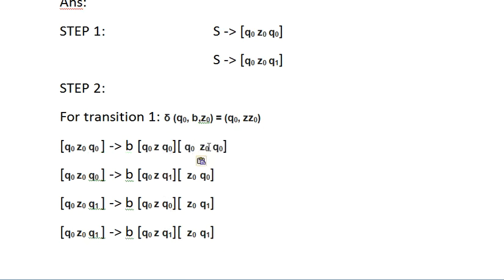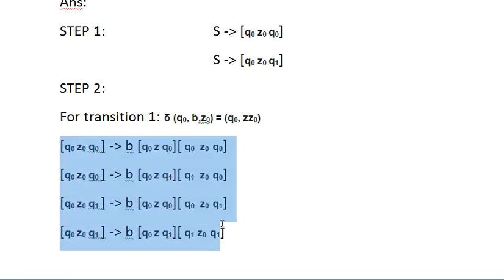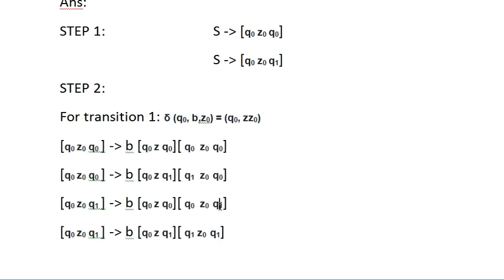So it will be Q naught here. This will be your Q1. Correct? So this position will be your Q naught, and this position will be your Q1. So these are the four productions that you have got for this particular transition. Clear? So what all you have to memorize? You have to memorize the positions that you are bringing. So Q naught will come over to this, Z naught will come over to this position, correct? Then B will come to this position, correct?